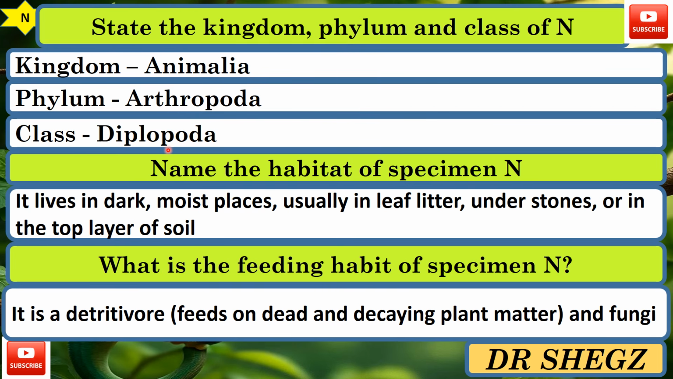Remember, the arthropod classes include Crustacea, Diplopoda, Arachnida and Insecta. So all of these, Chilopoda, all of these are classes under the arthropods. Habitat, these are the places you will see the millipede. Feeding habit, it's a detritivore.